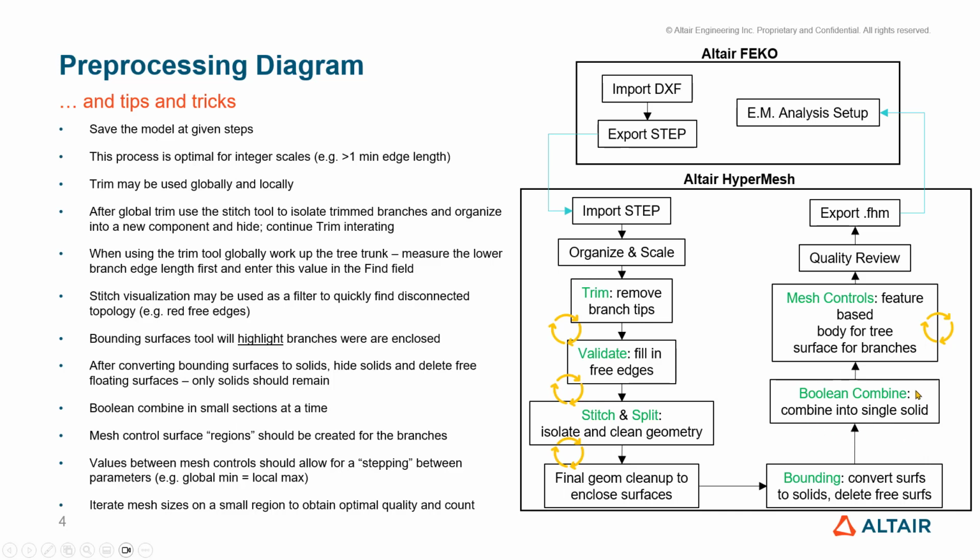Then we'll use our mesh controls with our feature-based methods for the body of the tree trunk as well as the branches. If we have some solver-specific quality, we could do some review and optimization, and finally export the solver deck. If we're doing it with Altair Feko, it's this .fhm file format.